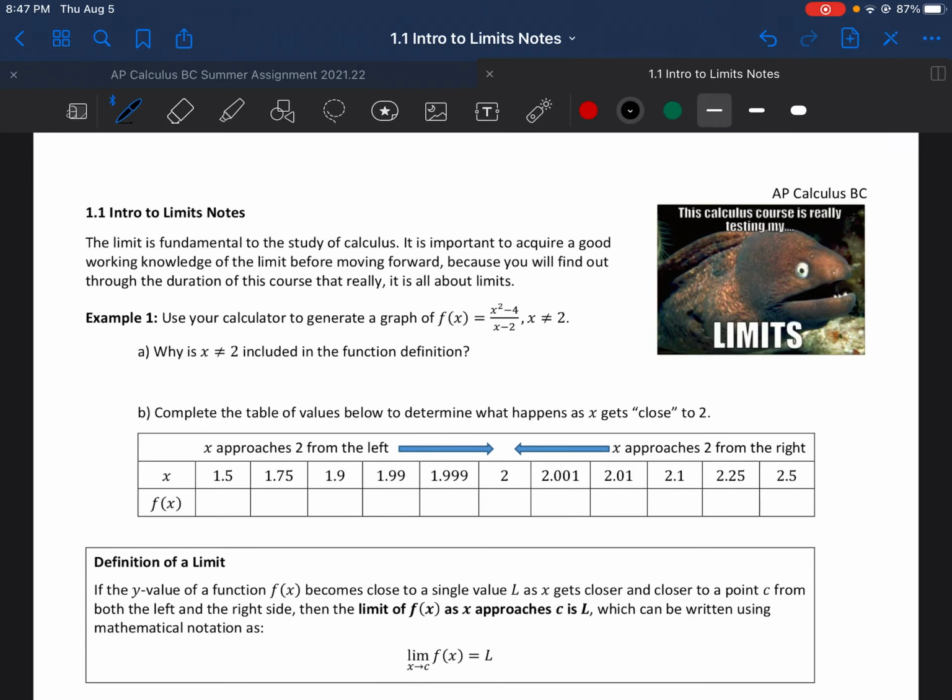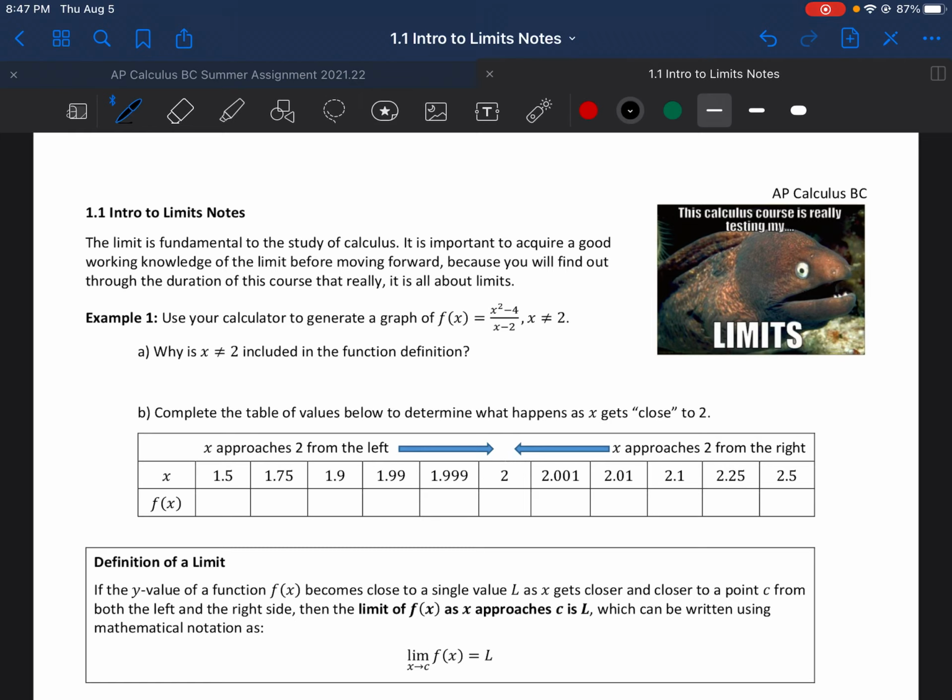In today's video, we're going to introduce the concept of the limit. The limit is fundamental to the study of calculus, and it's important to acquire a good working knowledge of the limit before moving forward, because you'll find out through the duration of this course that really it's all about limits. When we start to investigate derivatives and integrals, you're going to see that they're defined using limits. So we need to really have a good grasp on limits.